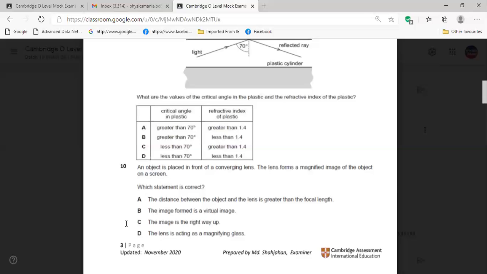So what should be the answer for 10? Answer should be A, I guess. Yes, because B, C, D are all for a magnifying glass.